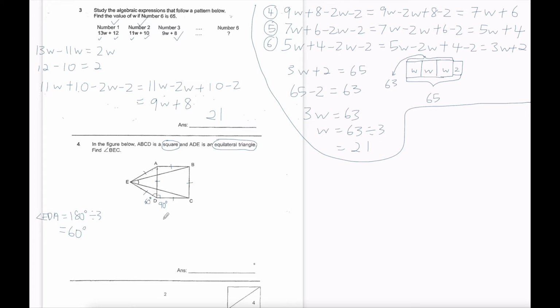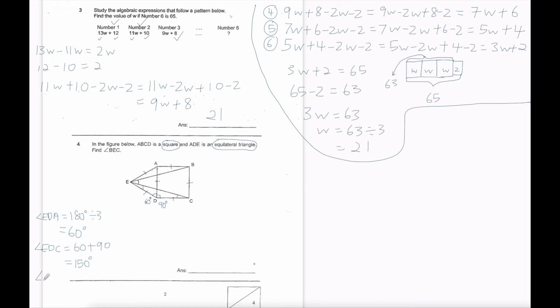And triangle EDC, can you see? EDC is actually an isosceles triangle. So this angle will be equal to this angle. Okay, so let us find out what is angle EDC first. We just need to do addition, which is 60 degrees plus 90 degrees, which is 150 degrees.